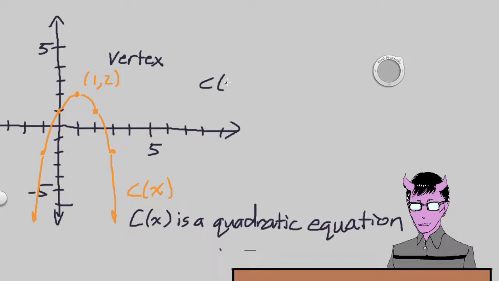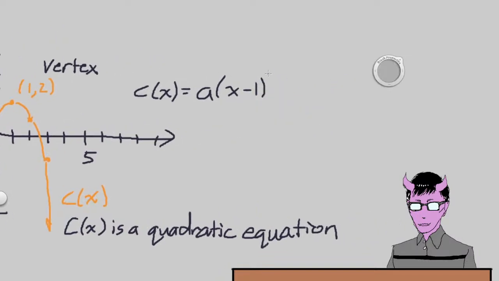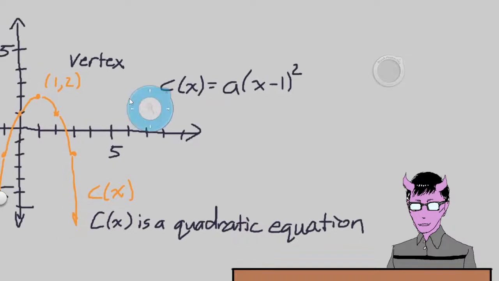So here we go. c of x is equal to some coefficient in the front. We don't know what it is, but we know it's going to be negative because the parabola is going downwards. And then we have the skeletal equation: x minus 1, because it's the opposite inside the parentheses. It's a quadratic, so it's going to be squared. And then we have a 2 for the y value, so it's plus 2. So this is just vertex form, a skeletal equation, using the vertex that's given explicitly right there.